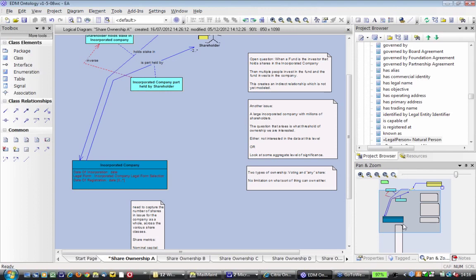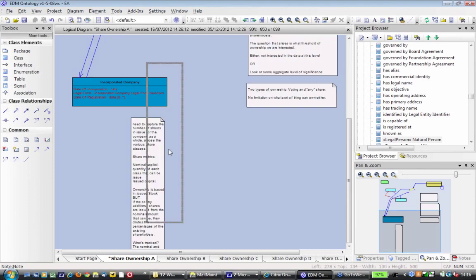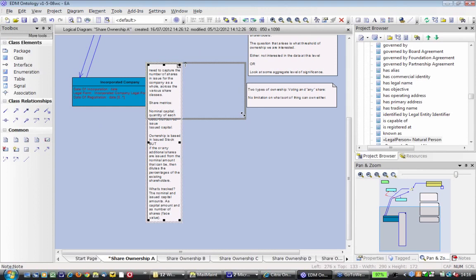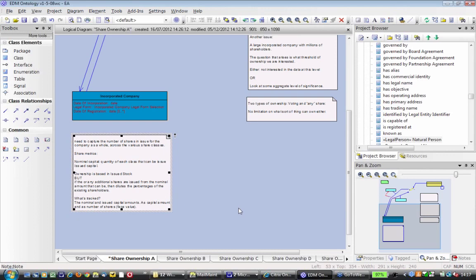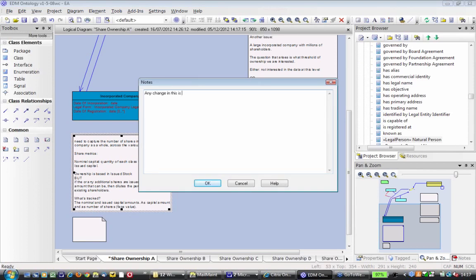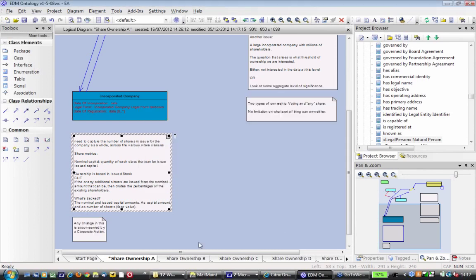Cool. So that's something we need to track for organisations. Need to deal with the temporality of that as well, because that will change over time. And the way I'm dealing with most temporal things is if something's accompanied by a corporate action, we'll just assume that after the corporate action, we end up with the then current state. So we need to think about temporality at a later stage. But any change in this is accompanied by a corporate action.